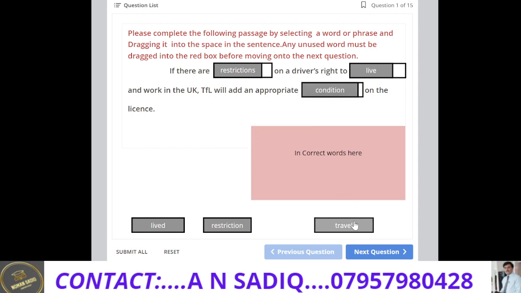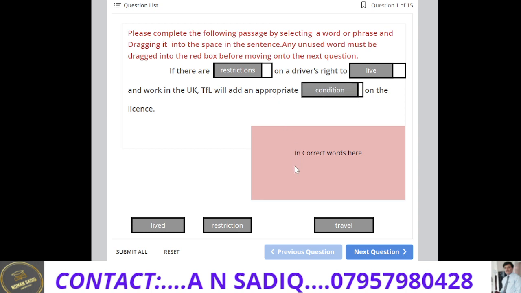It should not be travel. So condition will definitely fit in this question. So we have actually filled all the gaps. So now you can again read the question like this. If there are restrictions on the driver's right to live and work in the UK, TFL will add appropriate condition on the license. So it looks very fine.